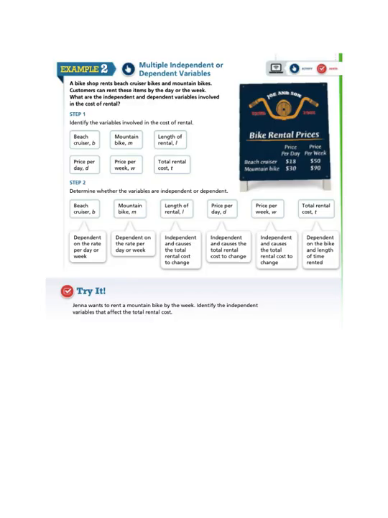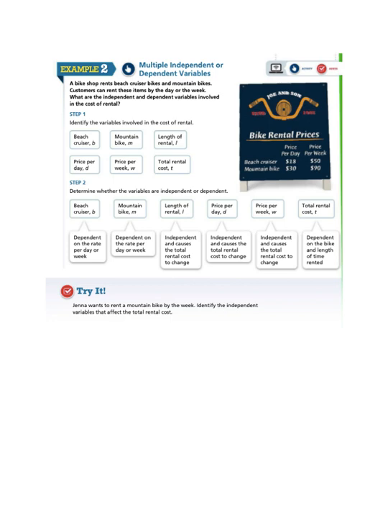In some cases, you can have multiple independent or dependent variables. A bike shop rents beach cruiser bikes and mountain bikes. Customers can rent these items by the day or the week. What are the independent and dependent variables involved in the cost of the rental? Step number 1. Identify the variables involved in the cost of the rental.